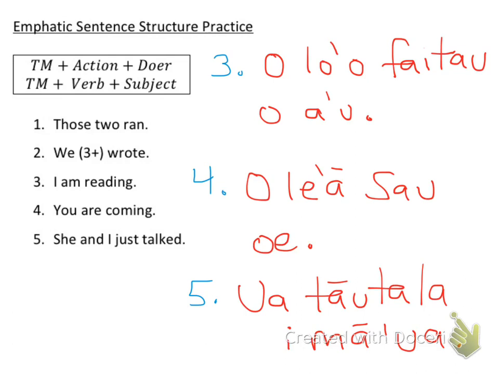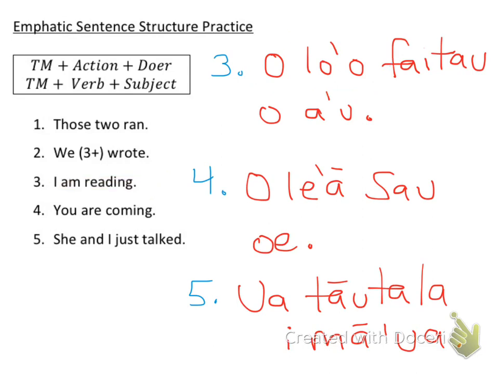A couple things that I will point out is 3 is I am reading. That translates to o lo'o faitau o a'u. And you could also change this o lo'o with an A. So this part right here could just be an A. A faitau o a'u. Both of those are correct.